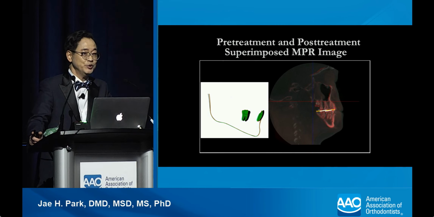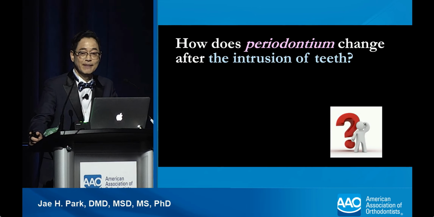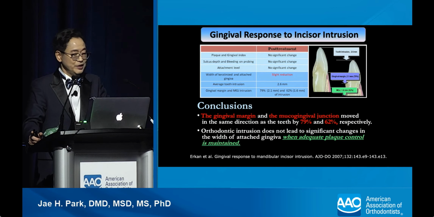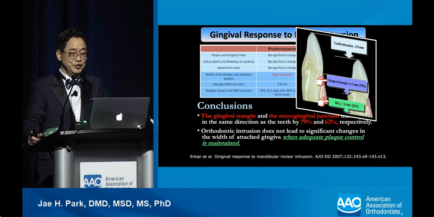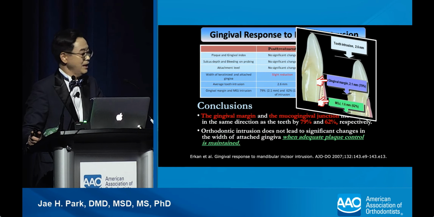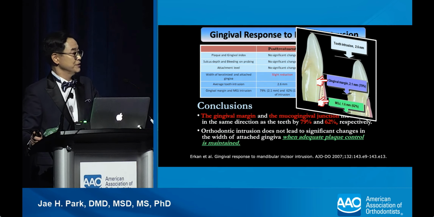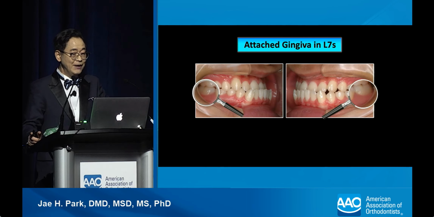So you have to memorize 3 things. How does the periodontium change after intrusion of the teeth? There are not many human studies about this question. Although this is an incisor intrusion study, it can also apply to posterior intrusion. During incisor intrusion, the width of the free and attached gingiva does not reduce significantly. However, adequate plaque control is very important to reduce periodontal problems. Therefore, before considering total arch distalization, we check the plaque control status of the terminal teeth.